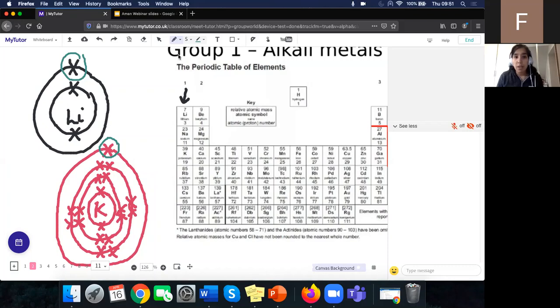Exactly, someone's giving me an answer as to why lithium is less reactive, so really good. Well done everyone that's giving me answers.